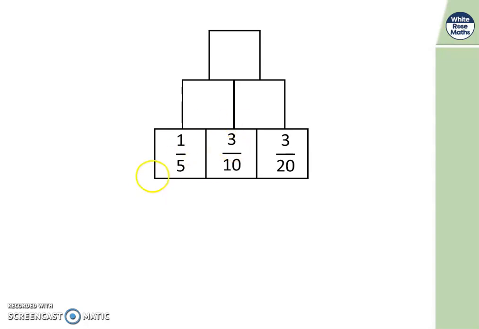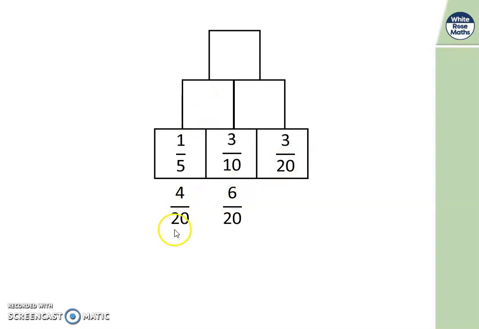Now here you can see we've got 1/5, 3/10, and 3/20, but none of the denominators are the same. So before we start, we know we need to change the denominators so they are all the same. 5, 10 and 20 all go into 20, so we need to convert it to 20ths. 5 times 4 is 20, so 1 times 4 is 4/20. 10 times 2 is 20, so 3 times 2 is 6. These are the fractions we're now going to work with.